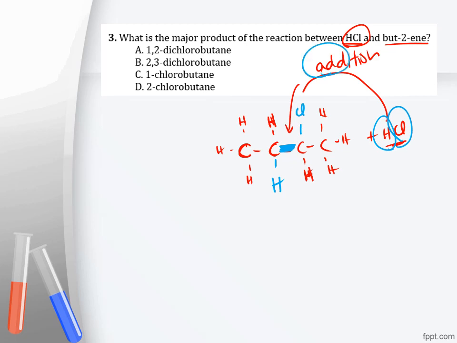So now how do I name this guy? I'm going to count carbons 1, 2, 3, 4. I have a chloro group on carbon number 2. I started counting from this end because we always start counting at the end closest to the special group, and chlorine is special. So carbons number 1, 2, 3, 4. We're going to call this 2-chlorobutane. 2-chlorobutane is our answer for number 3.